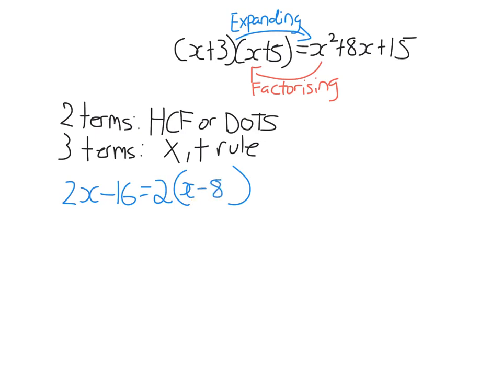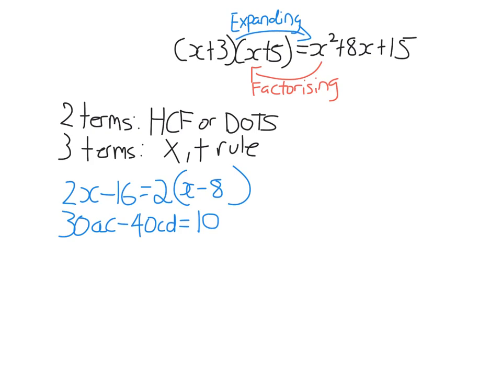And this is my answer. I've written this expression as something times something. If I were to expand this, I would get this. So again here, two terms, they have a common factor. So 30 and 40 have a common factor of 10. 10 goes into both of them, so I write that out the front.